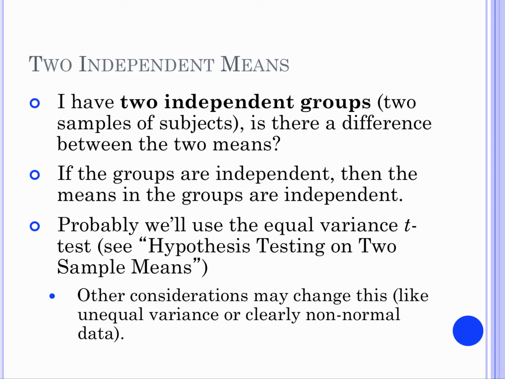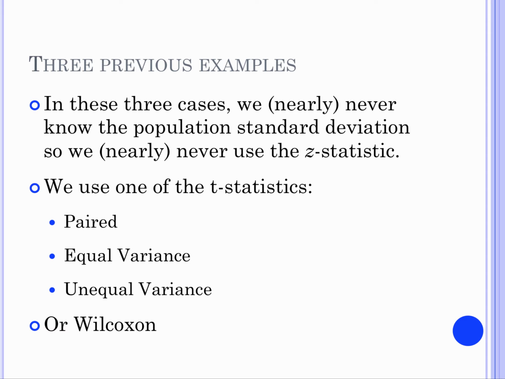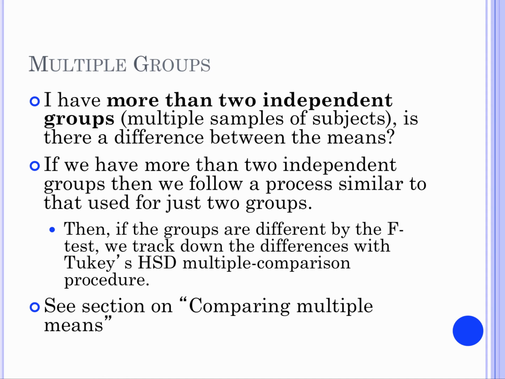Other considerations could change this. If you have unequal variance, then that's the unequal variance t-test, or clearly non-normal data, and that will be the Wilcoxon test. In all of the examples, we're looking at a t statistic, either the paired t, the equal variance, or the unequal variance, or if normality is not warranted, then it's the Wilcoxon.